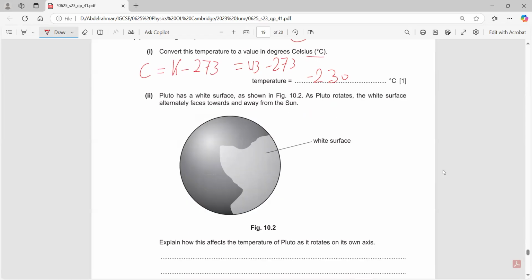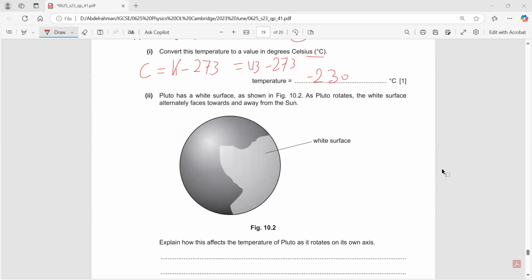Pluto has a white surface as shown. As Pluto rotates, the white surface alternately faces towards and away from the sun. Explain how this affects the temperature of Pluto as it rotates on its own axis. White is a poor absorber of infrared radiation.